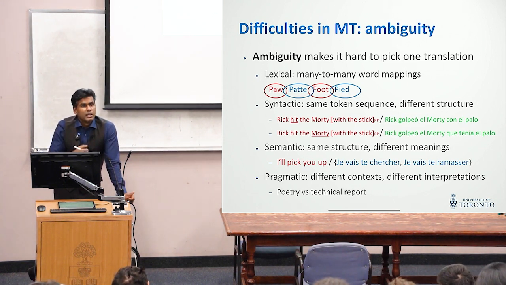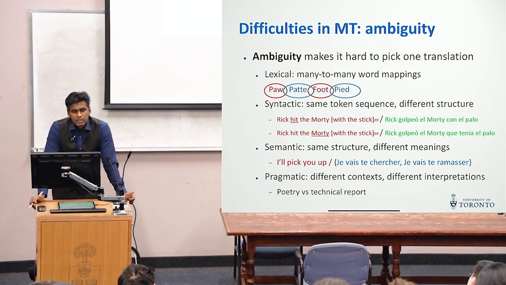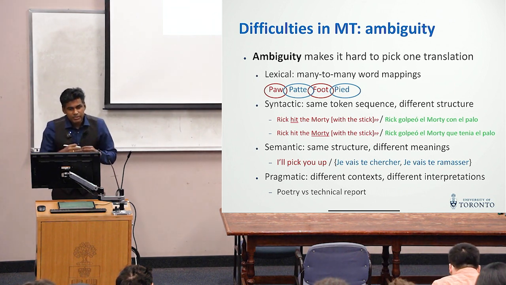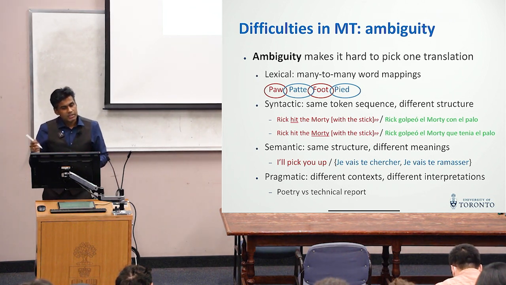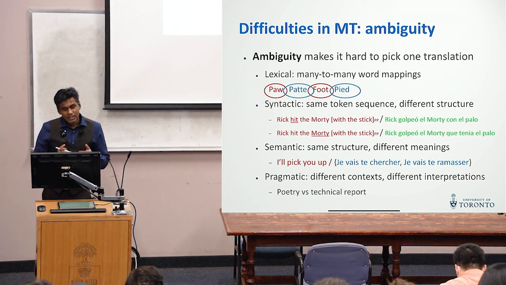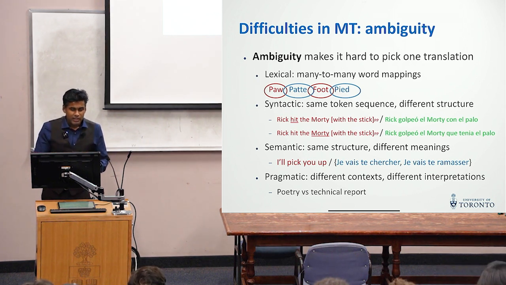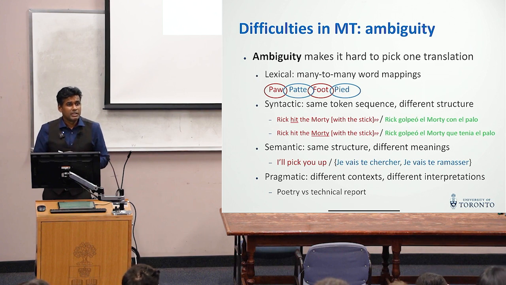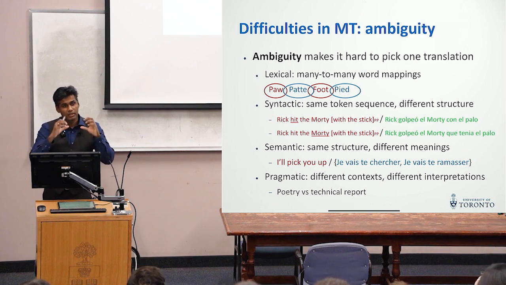And then you have more semantic ambiguities, right? You can have the same token sequence but a different structure. So Rick hit the Morty with the stick, and Rick hit the Morty with the stick. Well, when I say it out, it just sounds like I'm repeating the same sentence, but I guess a better example is: we saw a policeman with the binoculars. In this case, what is the meaning? Do we mean that we are observing a policeman that has a binocular, or we are using a binocular to observe a policeman? Things like that.